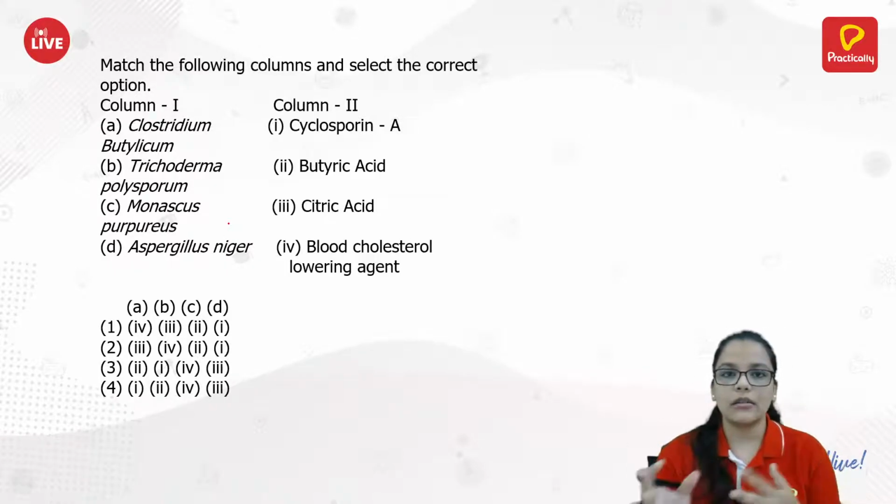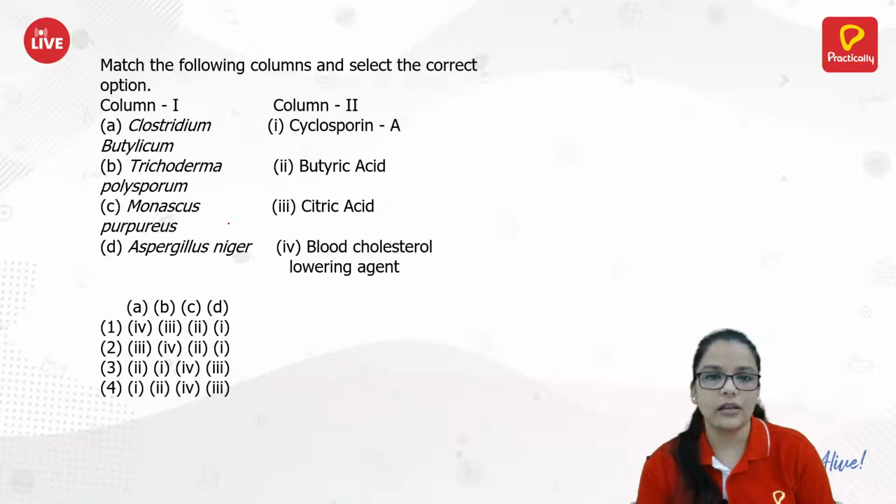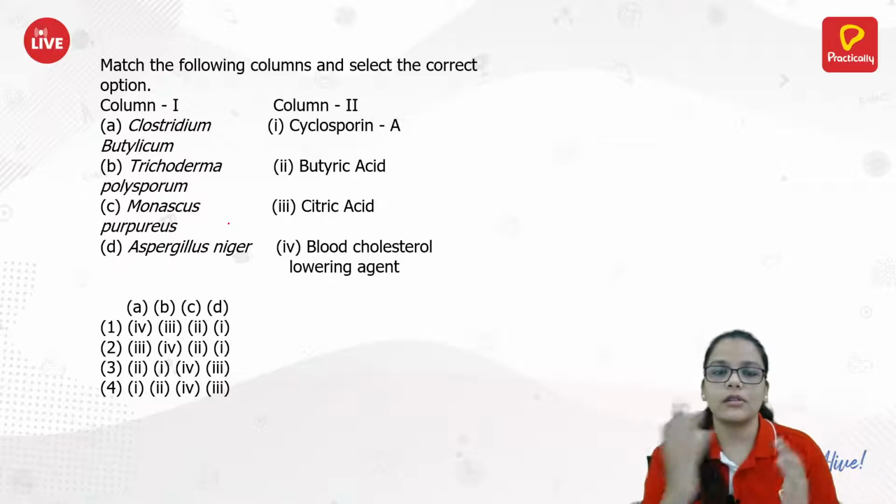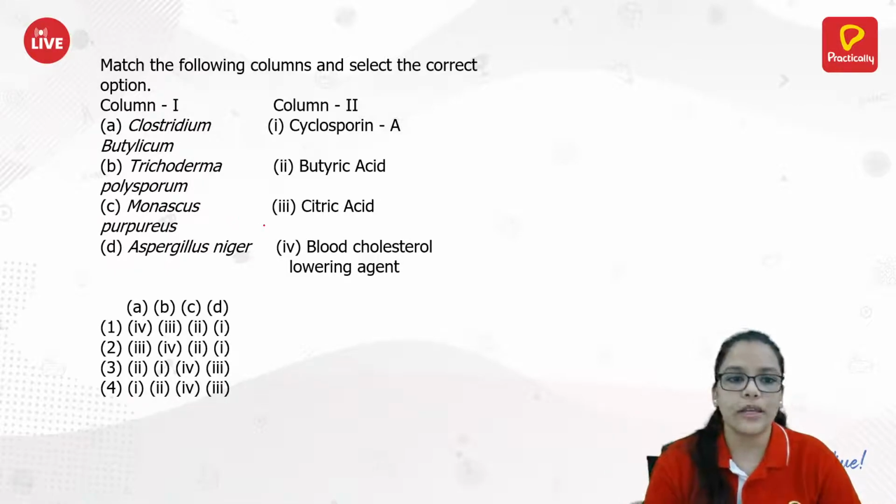As I said, what I like to do is first identify what is there for sure, one of the sure matches, and then try to choose the rest. I know that Aspergillus niger is for sure used in the production of citric acid. So D3, there is 3 and 4.